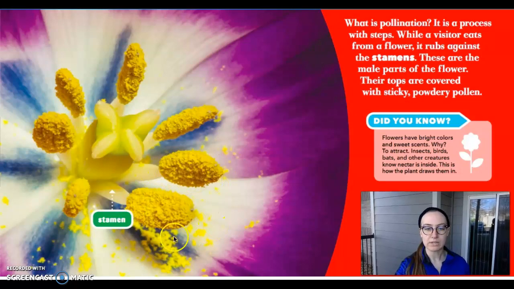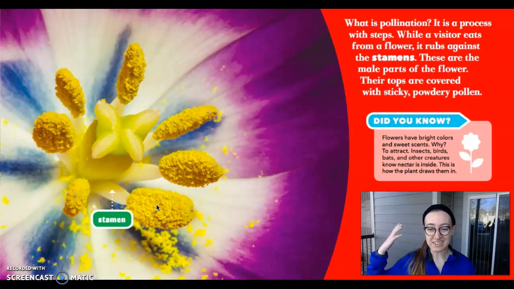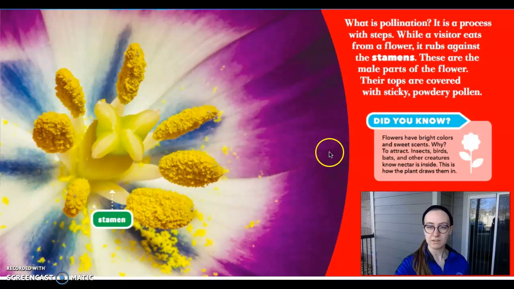Oh, right, and the pollen is the yellow stuff, so it looks like it's here on the stamen, so when a beetle or a bug came to eat, it got that dust all over its body.